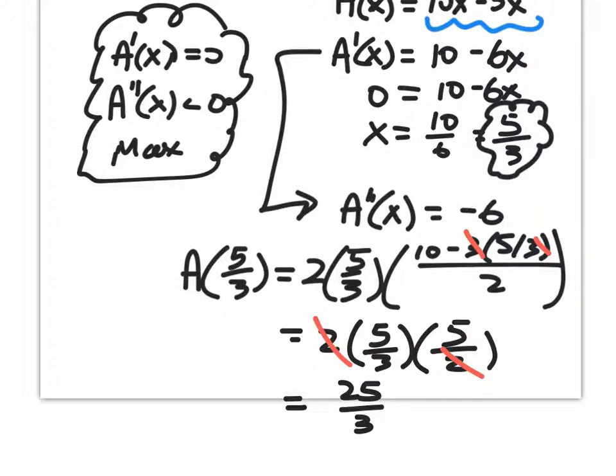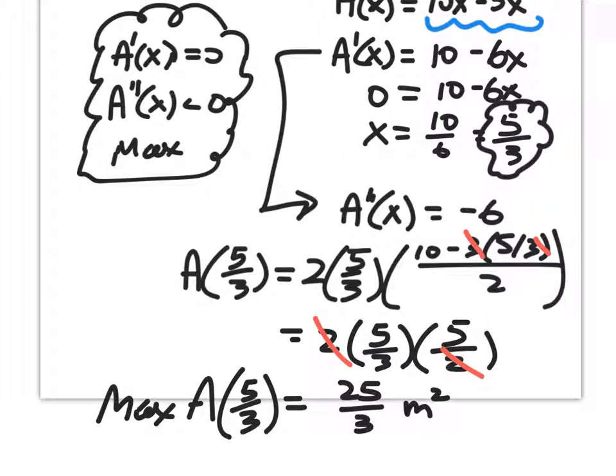What would that be? Meters squared, I think it is. All right, so that would be the maximum area when x equals 5/3.